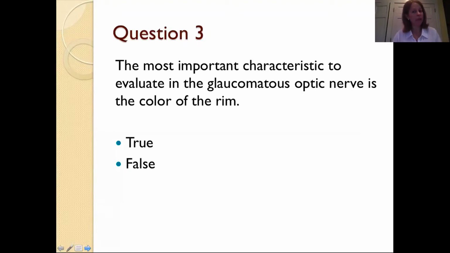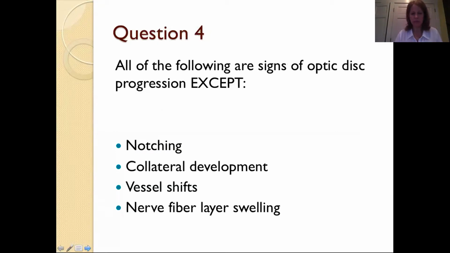If you see pallor, you need to be on the lookout that you may have a non-glaucomatous cause, but you really want to look for changes in the rim thickness and the surrounding peripapillary atrophy. So we want to look for the shape of the optic nerve more than the color. All of the following are signs of optic disc progression in glaucoma, except for: notching, collateral development, vessel shifts, and nerve fiber layer swelling.